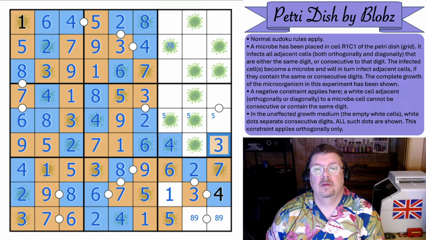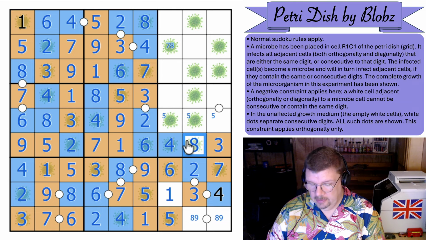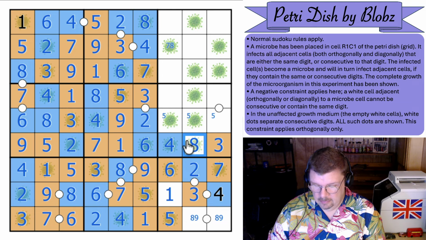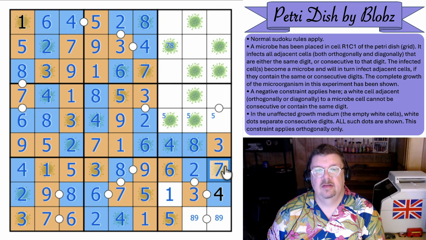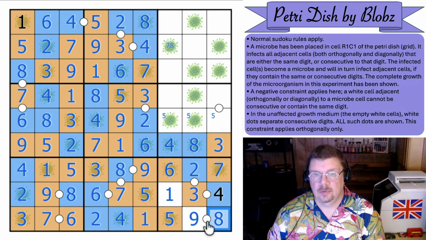And this is an 8 by Sudoku, which does infect that 7 as expected. Looks like this 6 is infecting that 6 to give the 5s over here. So that all seems to follow. And then 9 and 8 can go in. All right.